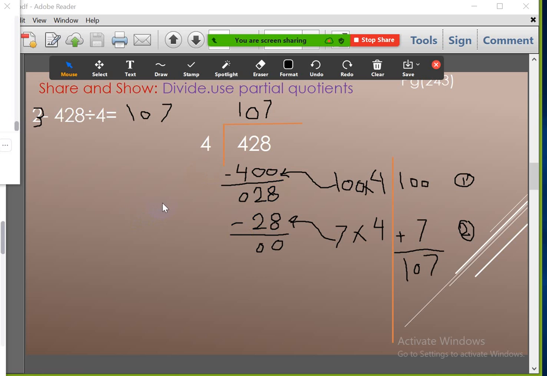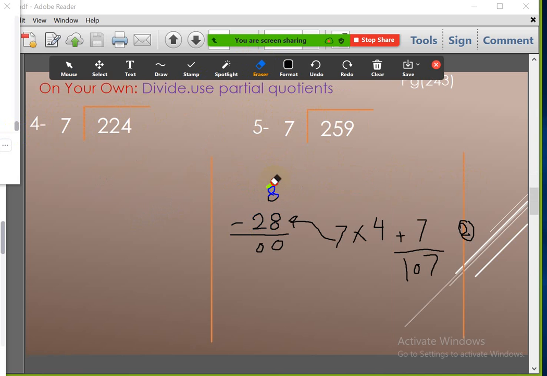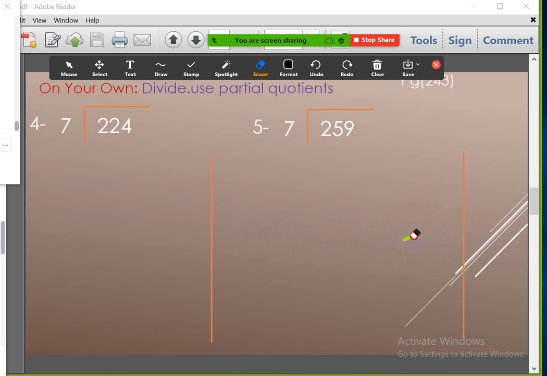Okay, let's move to number 4. I will erase those. Thank you, Noura. Is that okay for you? So let's see number 4. Now number 4, I want to divide 224 by 7. Just 1 minute, girls. So by using partial quotients.